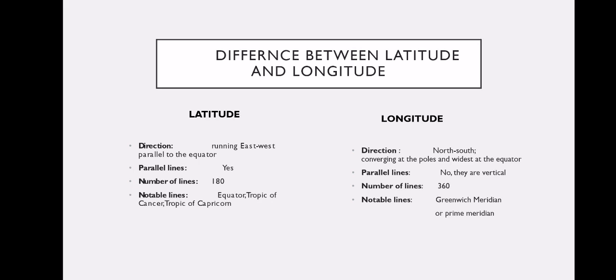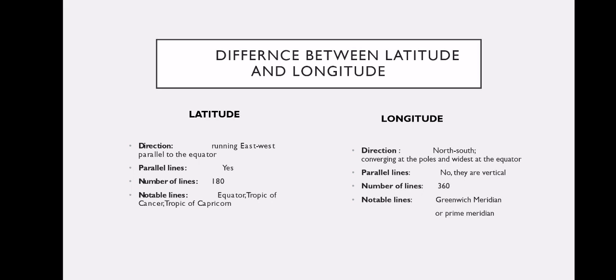Now, what are longitudes? The longitudes are imaginary lines that run from north to south on the globe, converging at the poles and widest at the equator. These are not parallel lines because they do cross each other at the north pole and south pole, meaning they cross each other at 2 points, in the north and in the south. That is why they are not parallel.